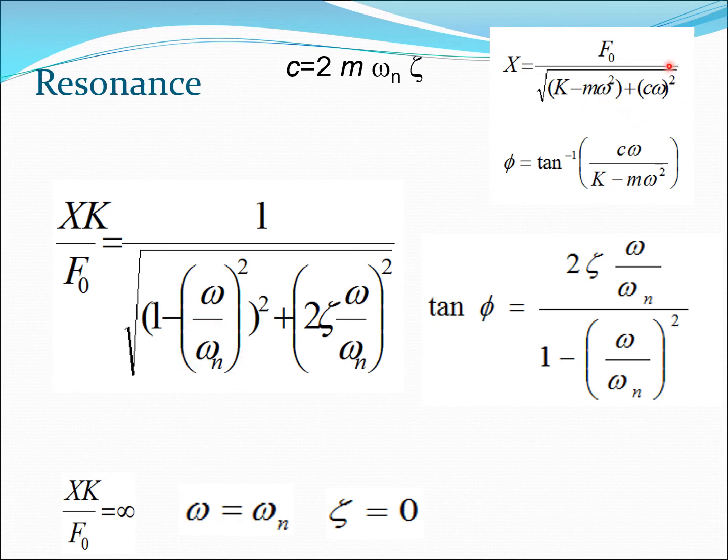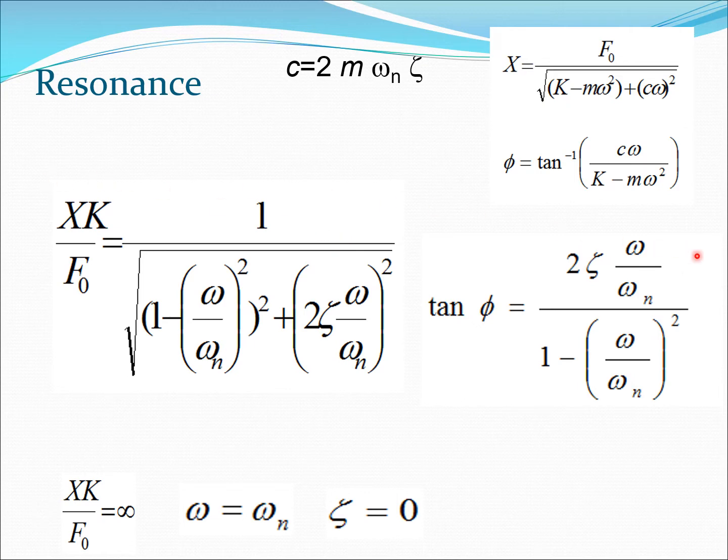Now, as far as this term here is concerned, here again, if we divide by k and consider the fact that c is given by this equation from our previous definition of the damping ratio itself, then we get this term here. Similarly, we can do the exercise for phi here. We divide the denominator by k, that gives us this term. We divide the numerator by k, that gives us this term here.